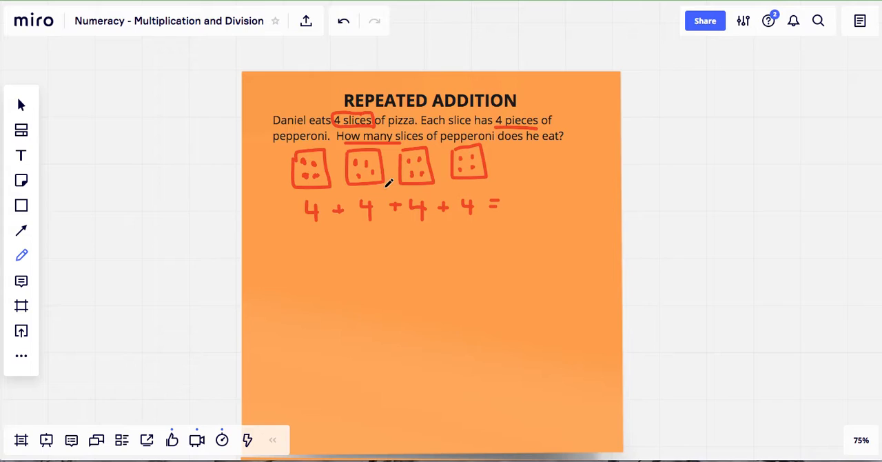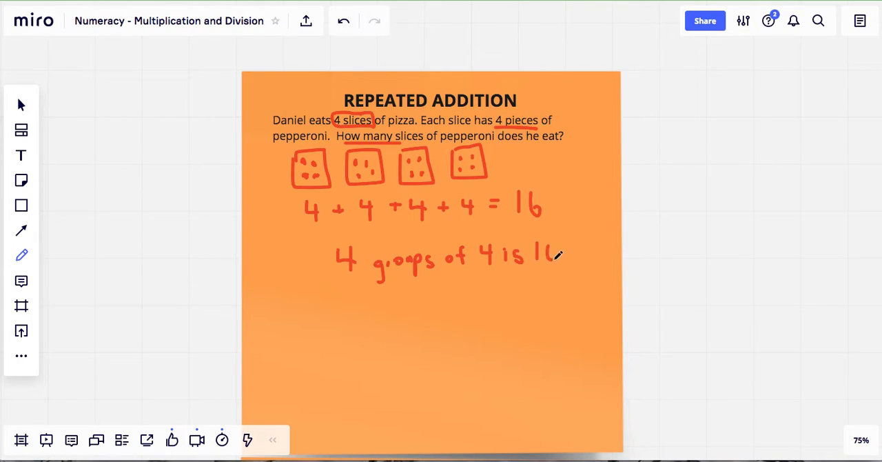Okay? Now, we know that multiplication is also equal groups. So here I have 4 groups, and those groups have 4 pepperonis. So I have 4 groups of 4. Okay, also they're both 16, right?